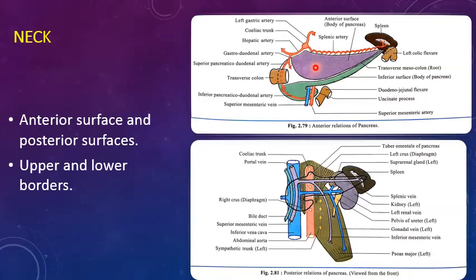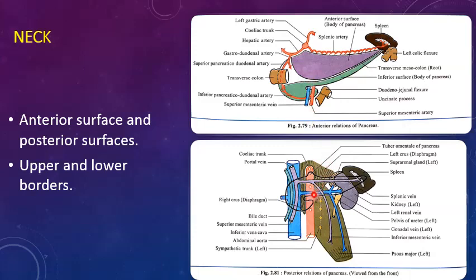Now what are the presenting surfaces of the neck? The neck presents anterior and posterior surfaces, and upper and lower borders. The anterior surface is covered by the peritoneum of the lesser sac. In the neck area we will see the pyloric end of the stomach. The stomach has a cardiac end in the upper part and a pyloric end in the lower part. So that pyloric end of the stomach is related anteriorly to the neck of the pancreas.